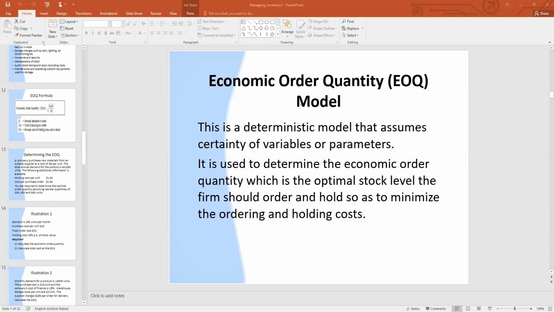Did you discuss on EOQ model? No, we didn't reach on EOQ. Actually, we were still on the concept, the terms, the purchase cost, holding cost, stock out cost. That is what we are still explaining. Okay. Thank you.